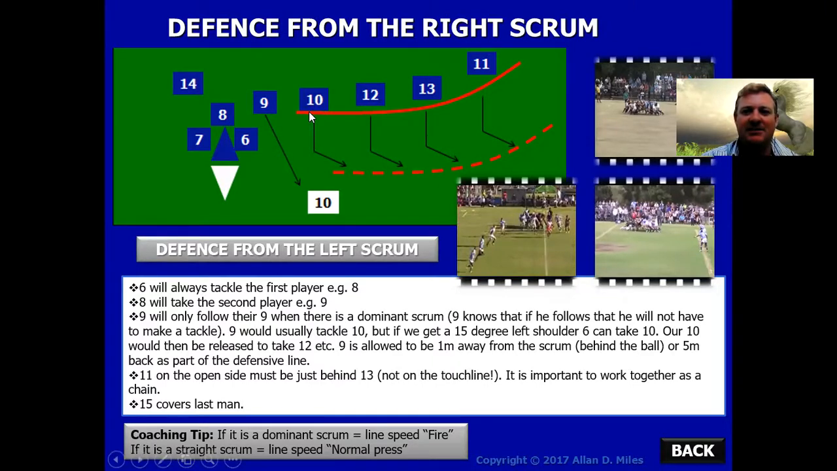Sometimes you'll find some teams, the 10 doesn't really push up hard and link with that defensive line, and he tends to just shy away or cross cover and run behind the centers. It's very important that your fly-half sets that line speed and he pushes up really aggressively. So that's the example that I'd like to show you first. So let's have a look at it.